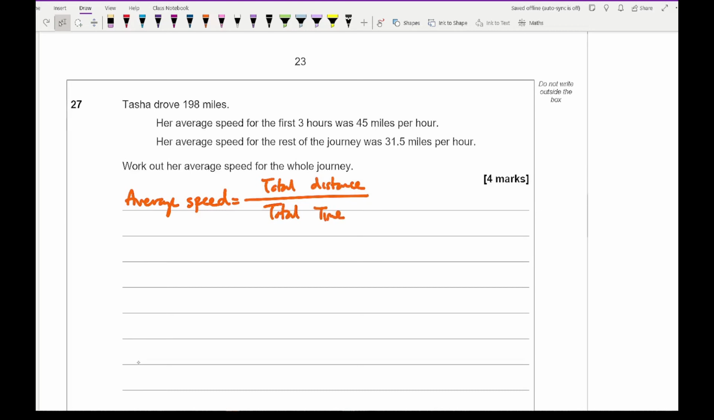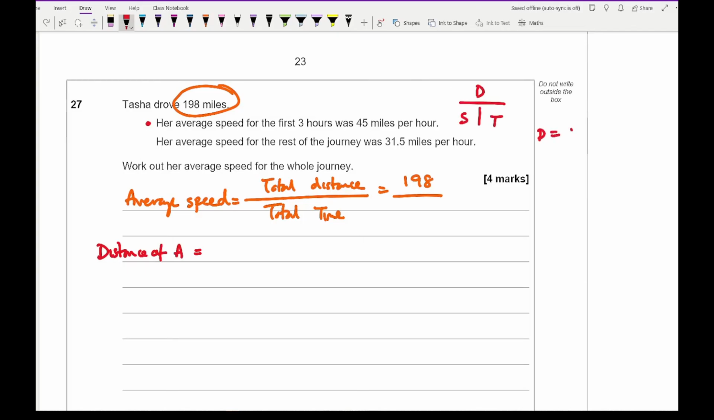Now for this, we need to work out what the total distance is and what the total time is. Well, we know that the total distance is 198, so the only thing left for us to do is work out the total time. First of all, we work out the distance of A, because that's the information that's missing from this point here. Using the triangle of distance, speed, time, we know that distance is equal to speed times time. So that's 3 times 45, which gives me an answer of 135 miles.